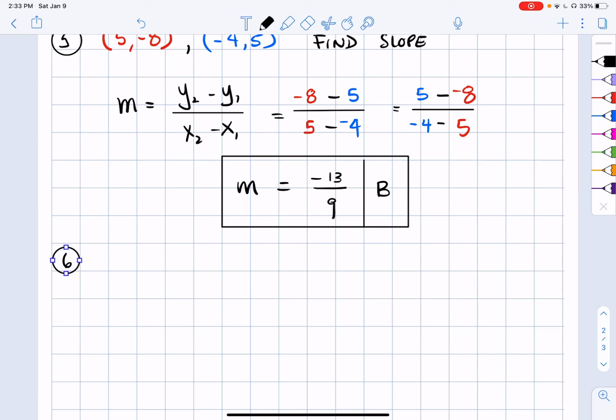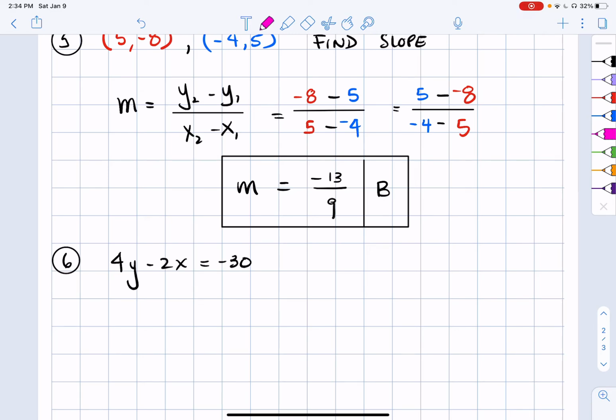All right. Let's try number 6 now. Okay, number 6. It wants you to find the slope of a line. So it's giving you 4y minus 2x equals -30. Well, what I know is this.